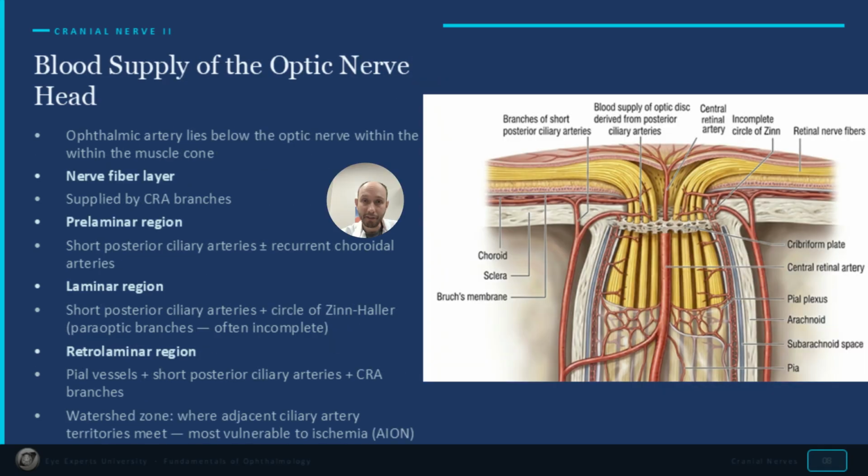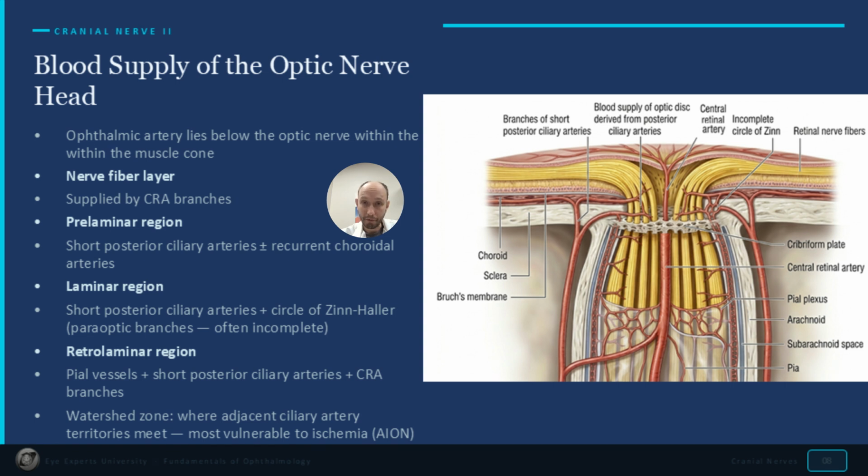The main message here is that the optic nerve is mostly supplied by the ophthalmic artery, which starts traveling with it through the optic canal and all the way through the intraorbital portion. Going anterior to posterior, the nerve fiber layer is supplied by the central retinal artery. Hence, when you have a stroke to the central retinal artery, you stroke out the retina, specifically the nerve fiber layer portion and some of the more inner retina.